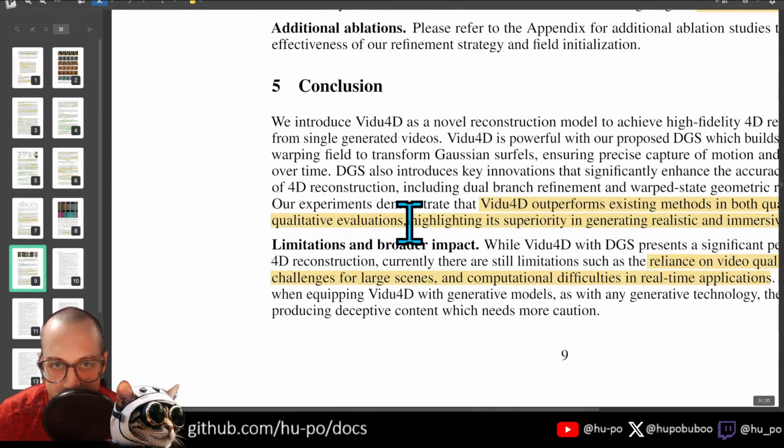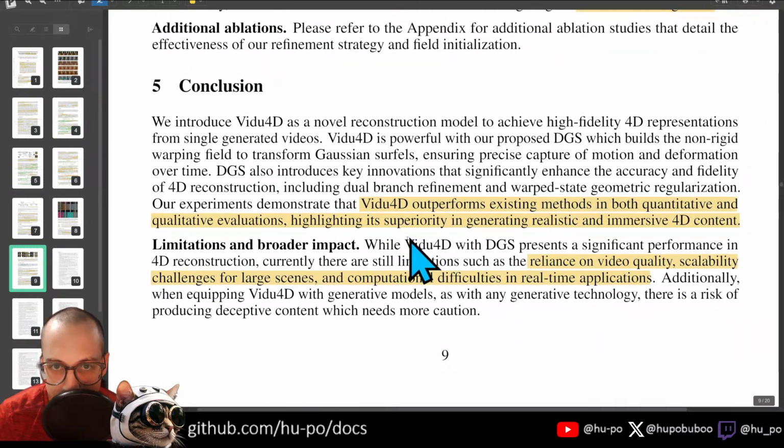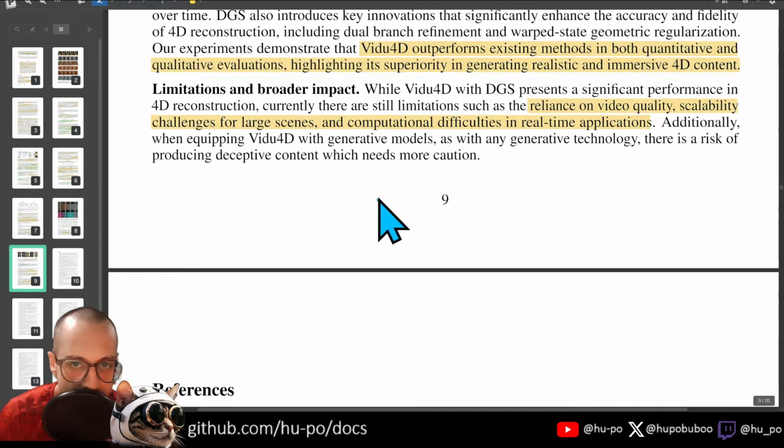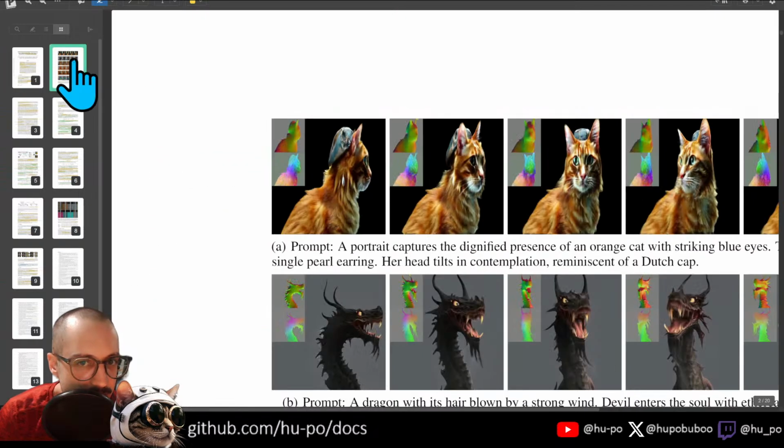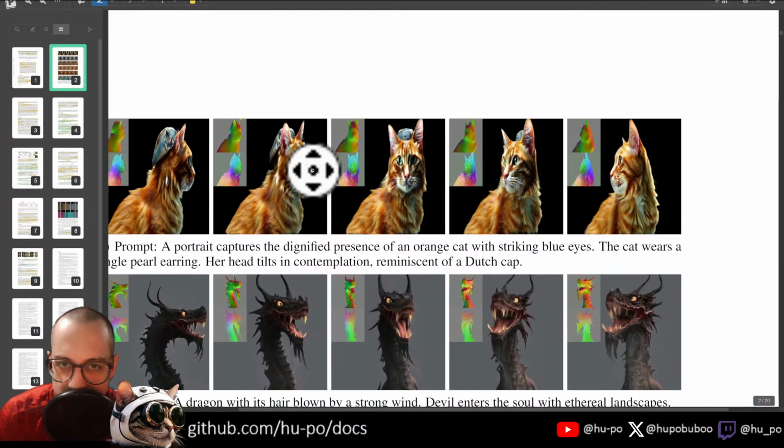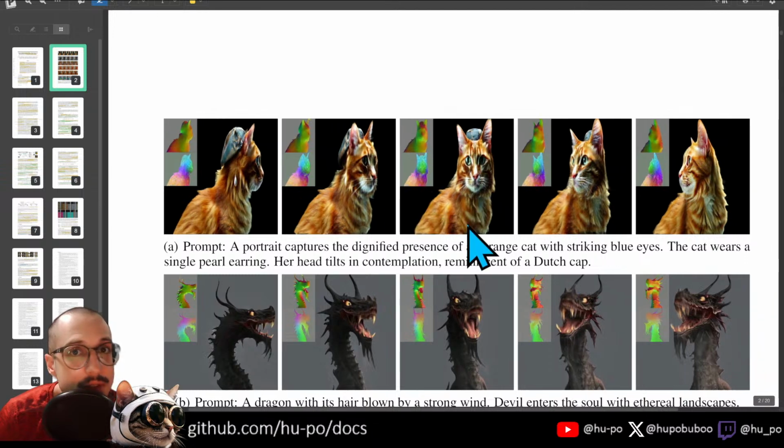That's pretty much it. Let's look at the conclusion here. Vidu4D outperforms existing methods in both quantitative and qualitative evaluations, highlighting its superiority in generating realistic and immersive 4D content, though limitations remain: reliance on video quality, scalability challenges, and computational difficulties in real-time applications. And that's pretty much it, guys. That's this paper.